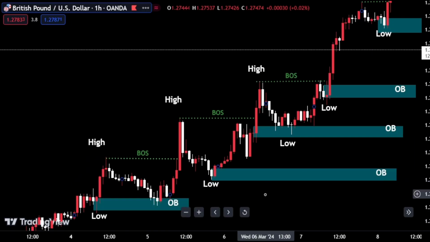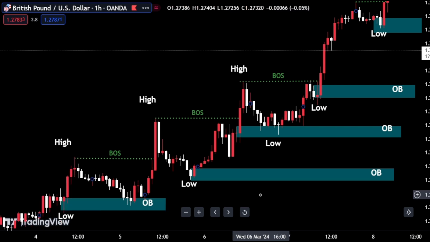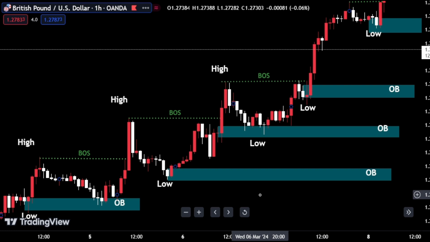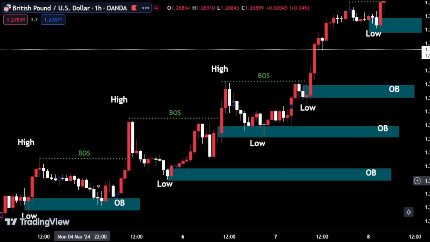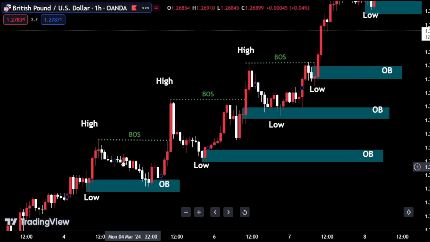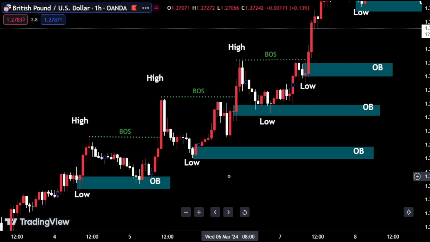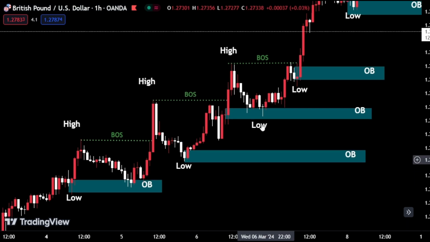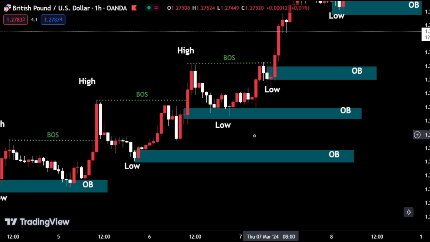Looking at the chart right now, you can clearly see that the market is moving to the upside. Okay, we have the higher highs and higher lows. All right, and the order blocks have been formed. Each order block gives us an opportunity to get an entry to the upside. Okay, it gives us an opportunity for a buy entry. You understand?